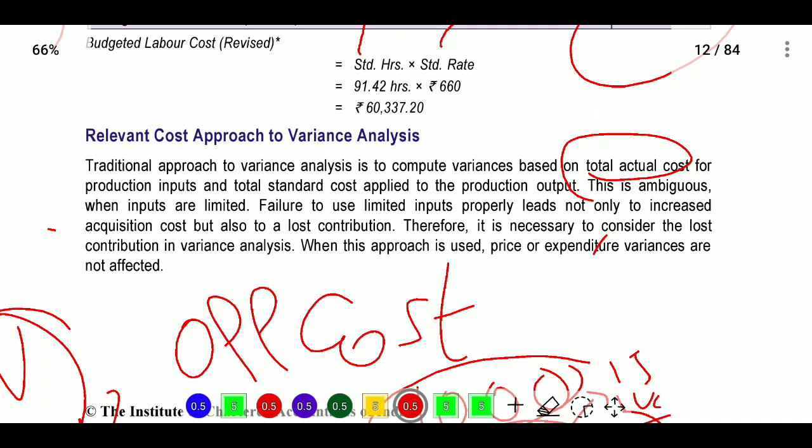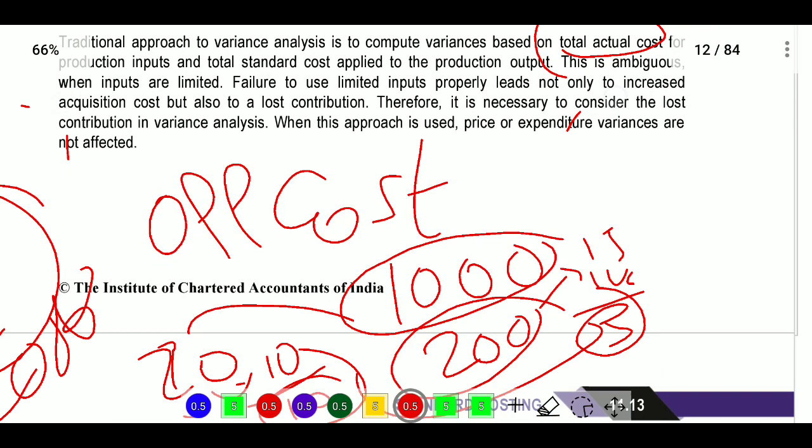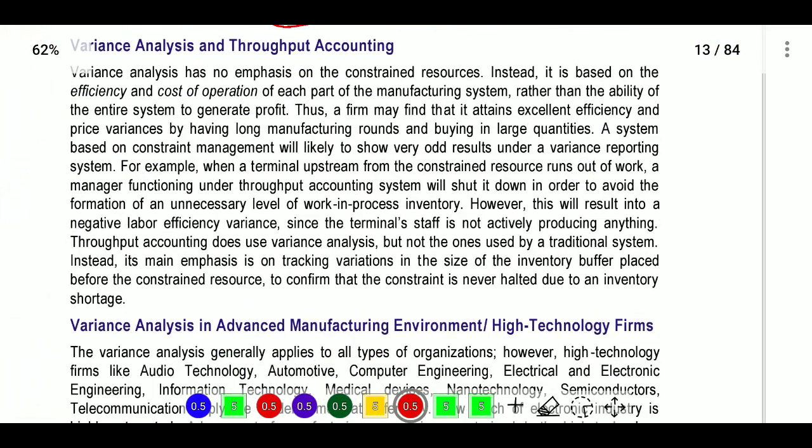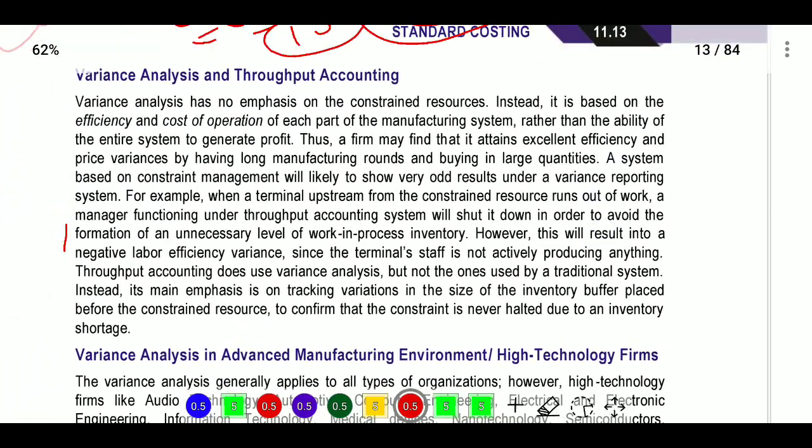Next, variance analysis and throughput accounting. Variance analysis places no emphasis on constraint resources. Instead, it is based on the efficiency and cost of operation of each part of the manufacturing system, rather than the ability of the entire system to generate profit. This is the case of variance analysis and throughput accounting.